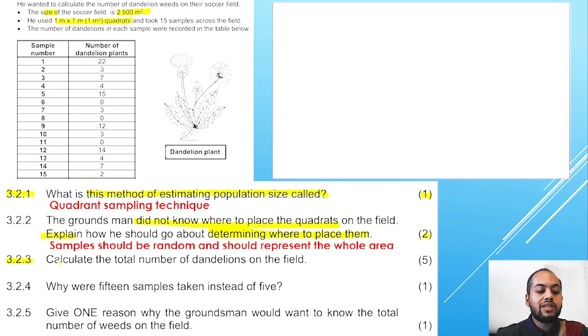Secondly, 3.2.3, calculate the total number of dandelions on the field for 5 marks. You are therefore going to show your calculations and you need to know exactly what formula you are going to be using here.